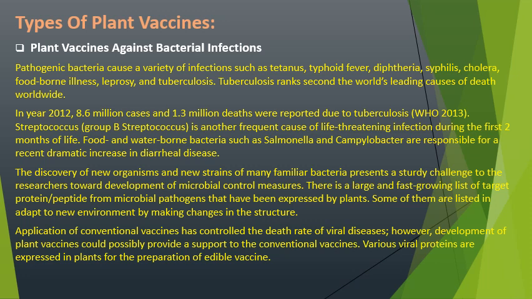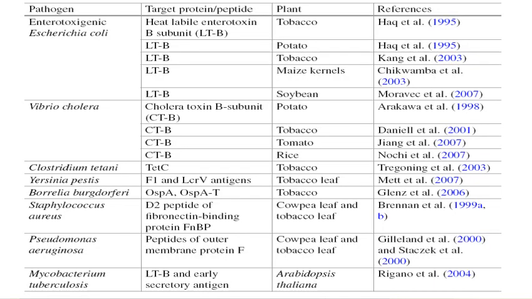The application of conventional vaccines has controlled the death rate of viral diseases and bacterial diseases. However, the development of plant vaccines could possibly provide support to the conventional vaccines. So here we will see a few very dangerous bacterial infections which are being treated by vaccines produced from plant-based materials.